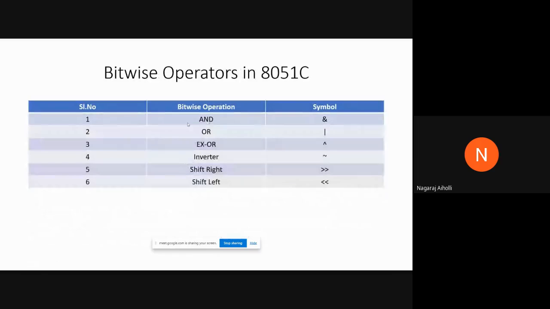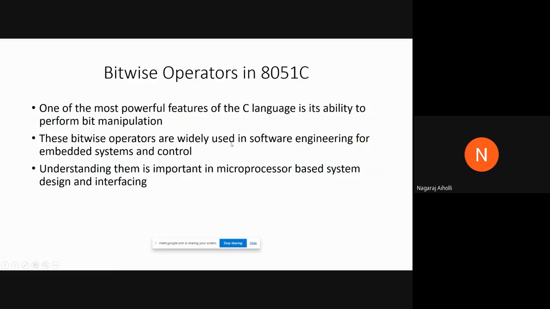And later we discussed bitwise operators in 8051 C language. The various bitwise operators are AND, OR, XOR, NOT operation, that is inverter, shift right and shift left. These are the various topics of today's class.